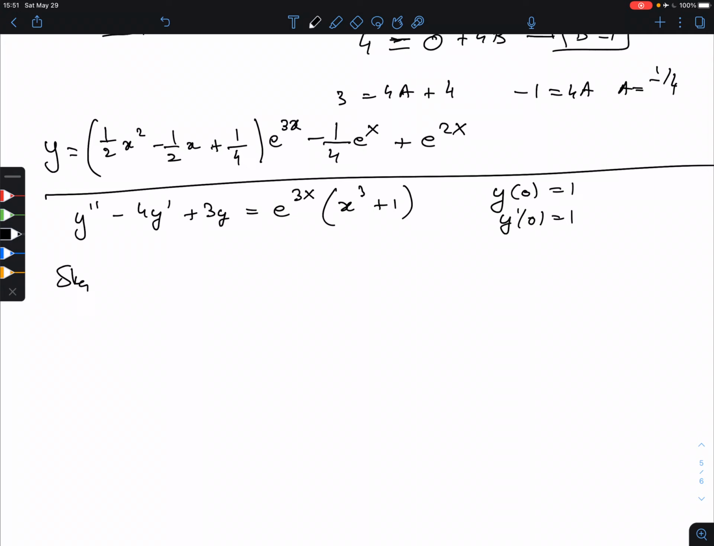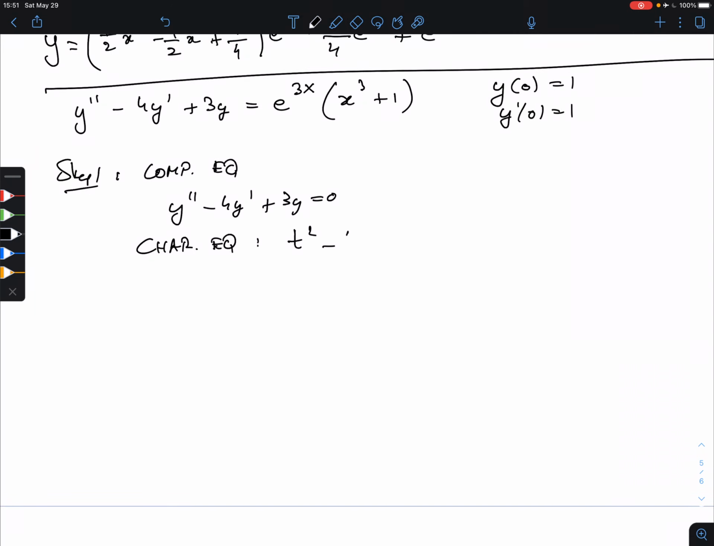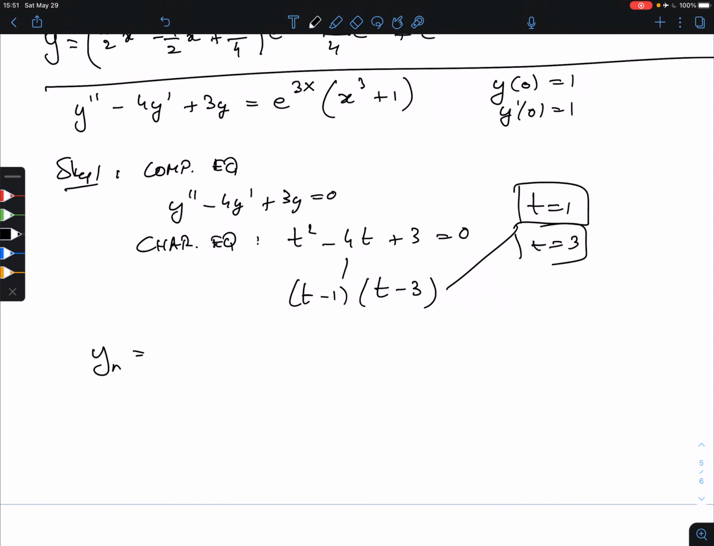Okay, so step 1, the homogeneous, the complementary equation. That would be y double prime minus 4y prime plus 3y equals 0. That has a characteristic equation because it's constant coefficients. So this is t squared minus 4t plus 3 equals 0. So this has to factor as t minus 1 times t minus 3, right? Two numbers that multiply to 3 and add up to minus 4, that will be these two. So t is 1 and t is 3. Okay? So we know that the homogeneous solution looks like a times e to the x plus b times e to the 3x. Great. Step 2.